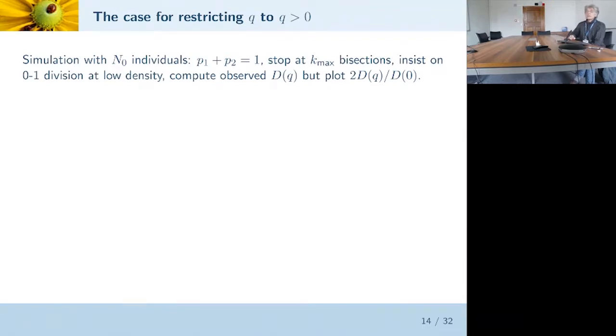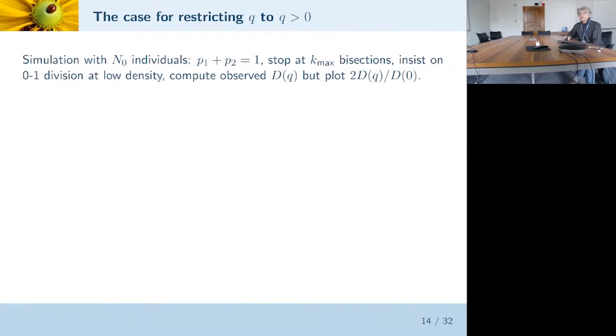And here I show what happens when you do some simulations. In this case, I set P1 plus P2 equal to 1. I do MFP1, but I stop after a certain number of bisections. And at low density, I make it 0, 1. So at low density, it becomes individuals. If this happens, then you start having empty cells.